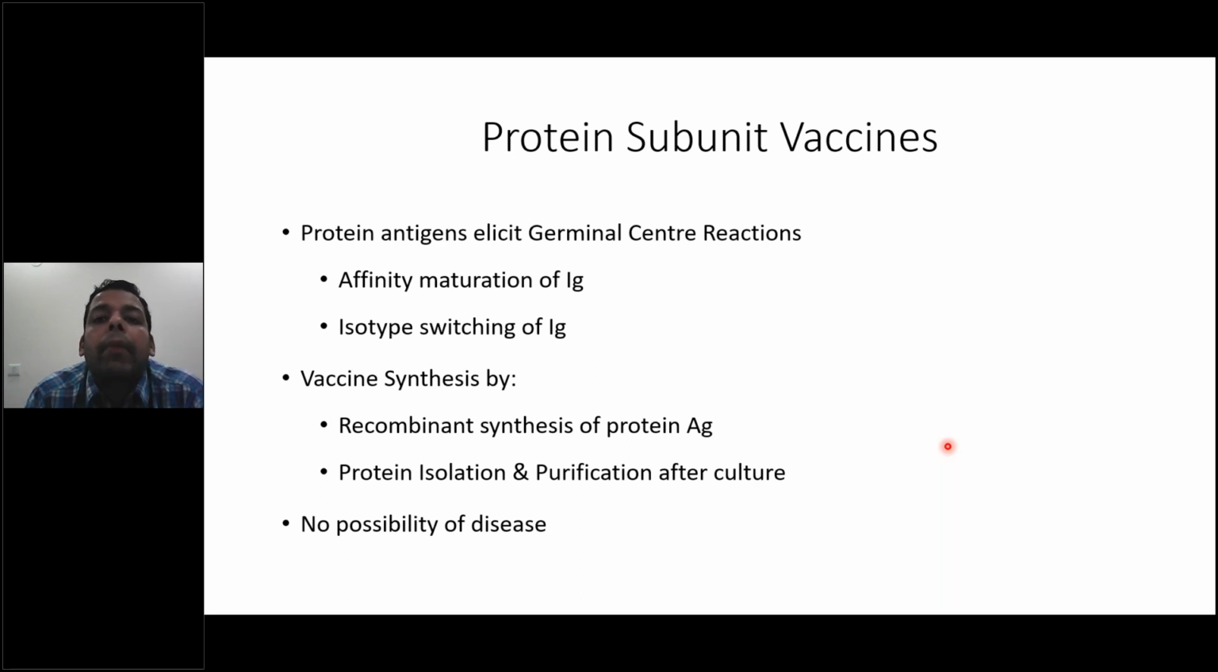Here, because only a part of the virus is used in the vaccine, it cannot lead to the disease. We use only the immunogenic fragment, and just by inserting the fragment, there is no way that we can develop the disease.